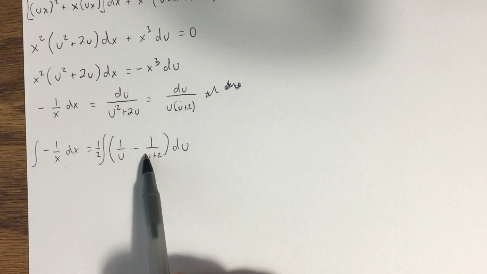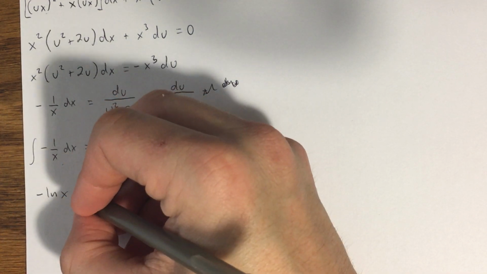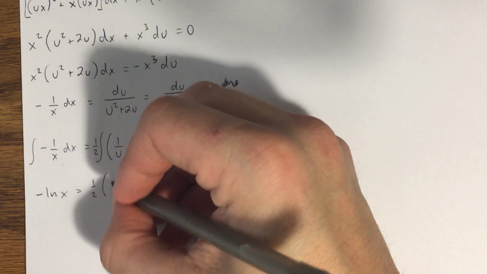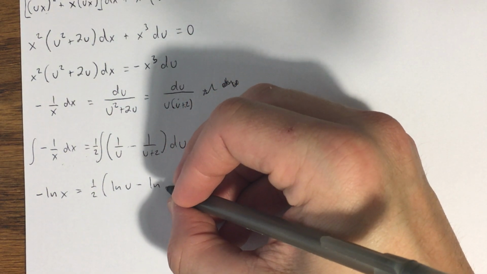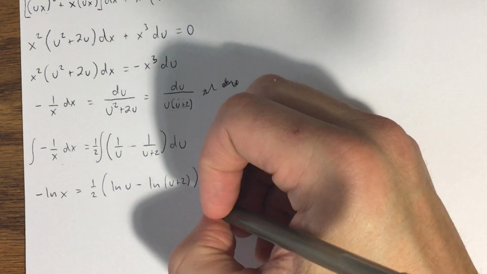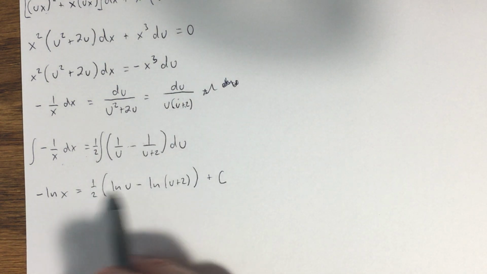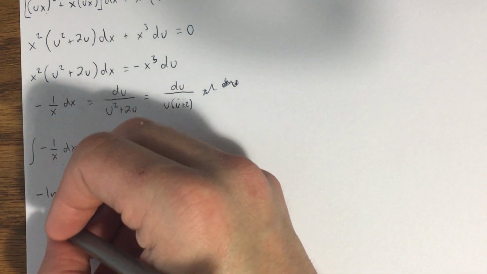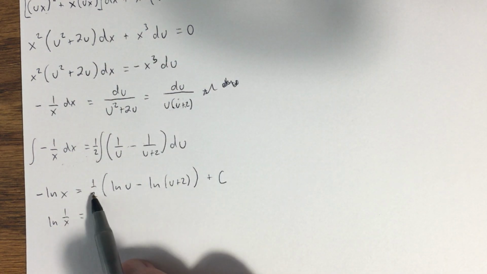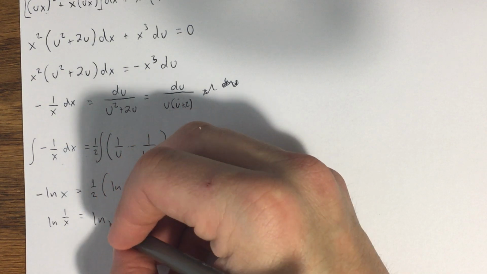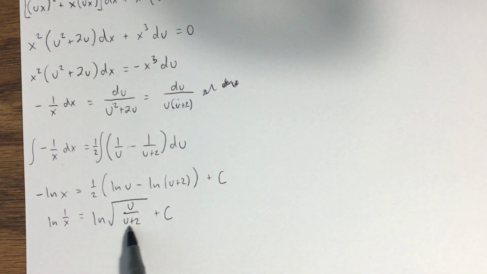Integrating this, what do we get? Well, this left-hand side will become negative natural log of x. This side is going to equal 1/2 natural log of u minus natural log of u plus 2, and then I get a plus c that shows up. Let's combine some things here. This left-hand side, simplifying that, I get natural log of 1 over x. On this side, if I turn this into a quotient and then bring my 1/2 up, this is the same thing as the natural log of the square root of u over u plus 2. Make sure you're comfortable with that.